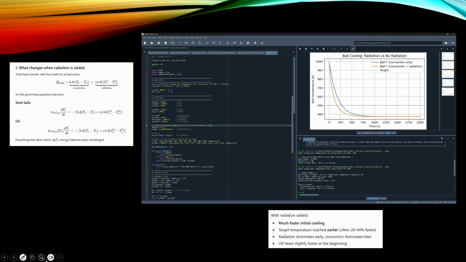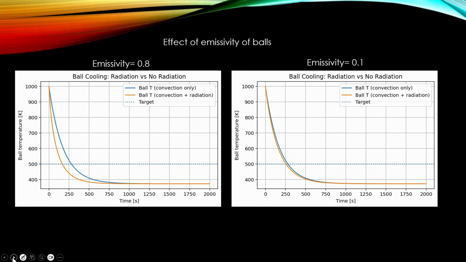But we need to remember that this cooling is dependent on ball emissivity. If the ball emissivity is 0.8, this effect of radiation is quite remarkable. But if the emissivity of those balls is only 0.1, the effect of radiation is quite small.